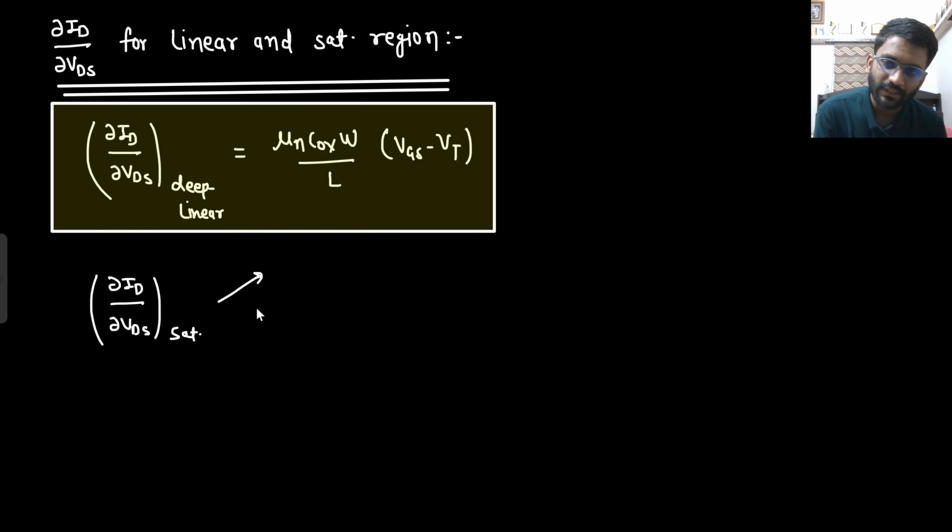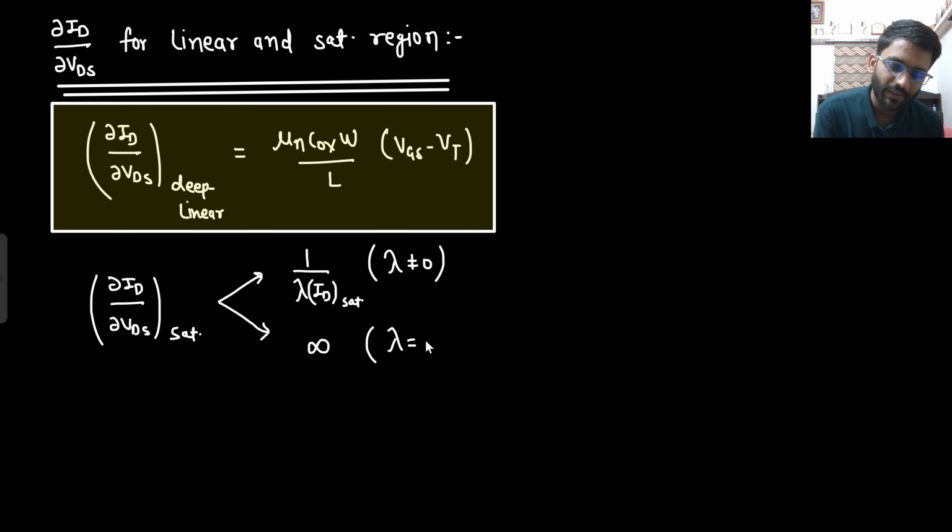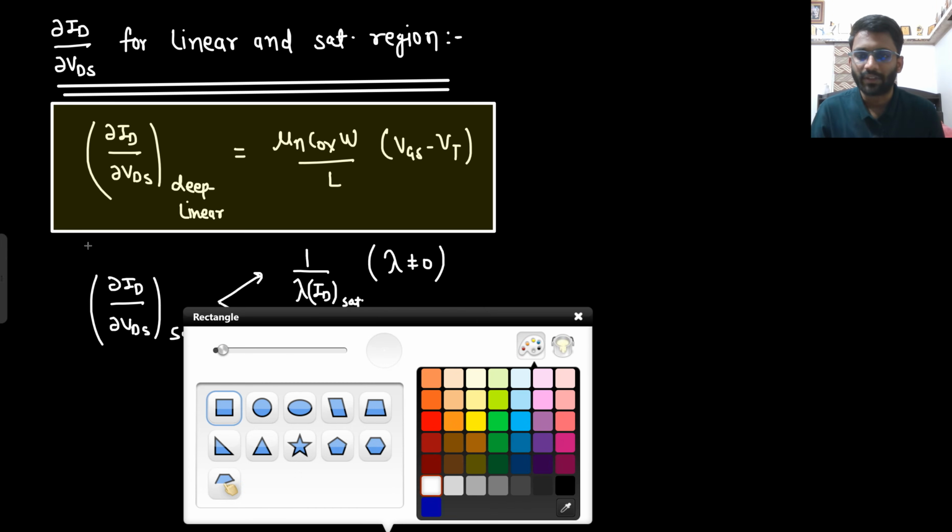And what about del ID by del VDS in saturation? There were two answers. One was lambda ID if lambda is not equal to 0, and if lambda is equal to 0, it was infinity. So there were two answers.